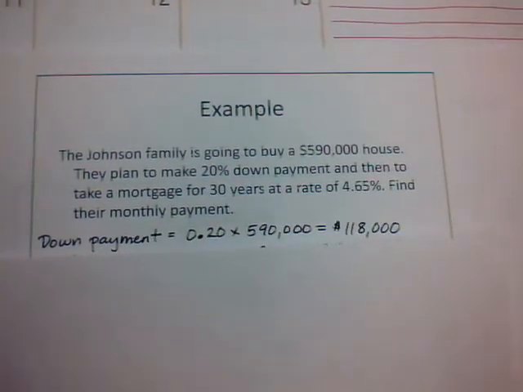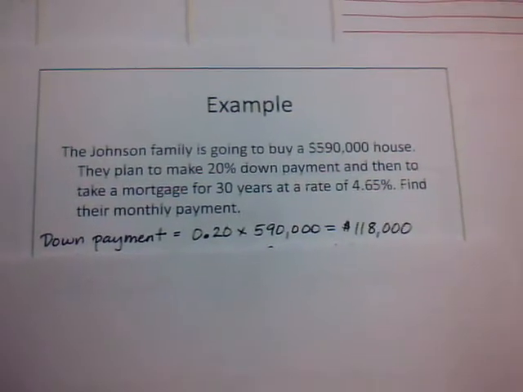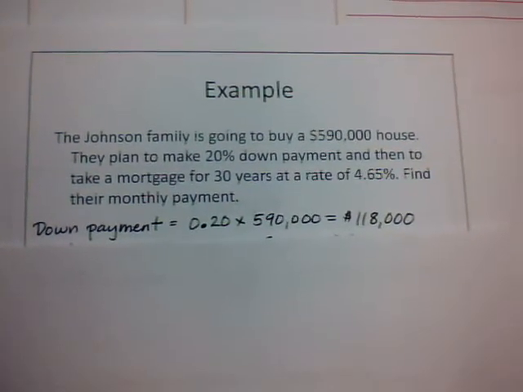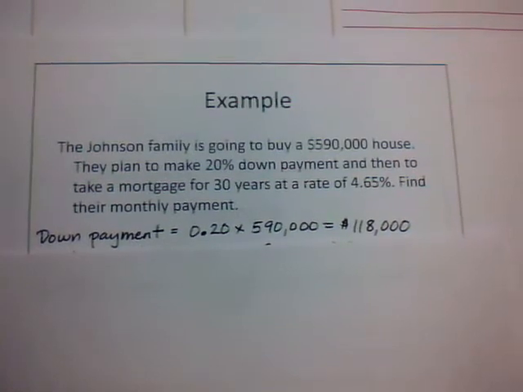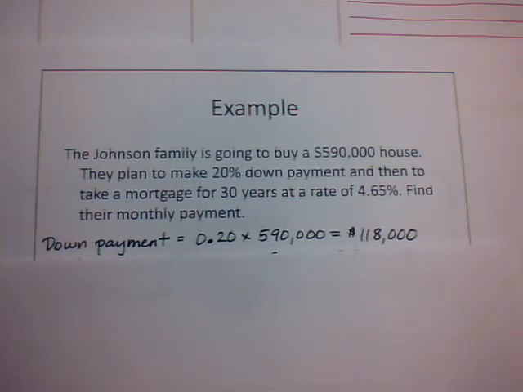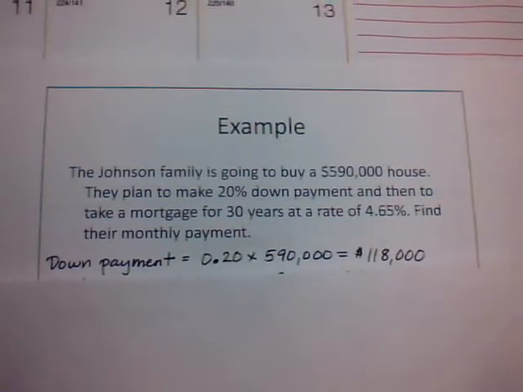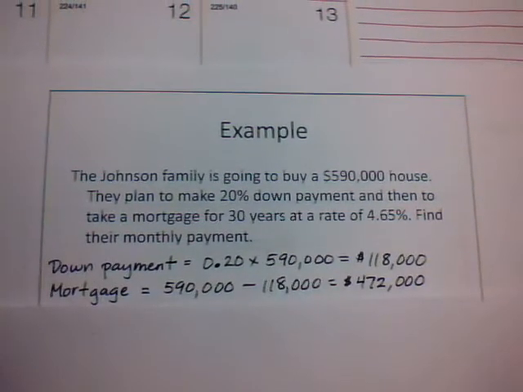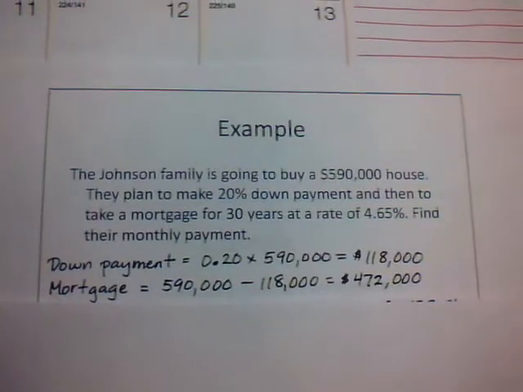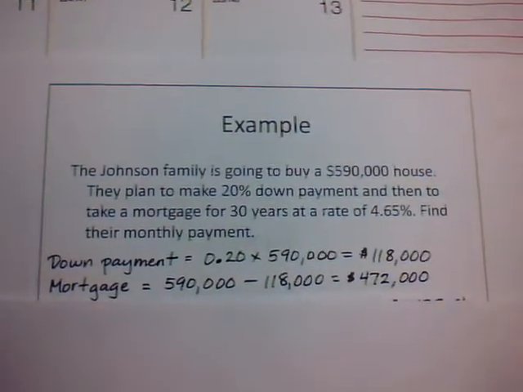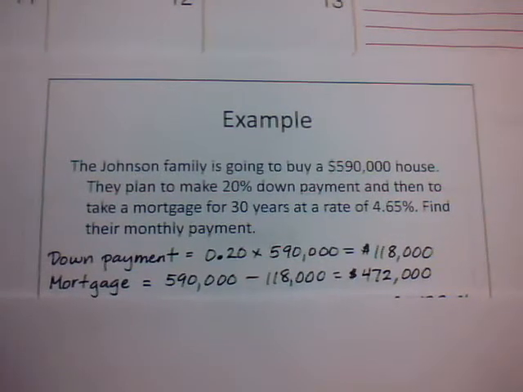Okay, here's how we will solve this particular problem. Here the down payment is 0.20 times $590,000. Okay, 20% as a decimal is 0.20. Multiply that by $590,000, you get a down payment of $118,000. Then we're going to subtract that $118,000 from the $590,000 to get the mortgage amount, which is $472,000.